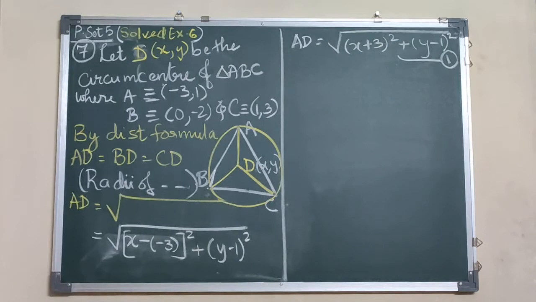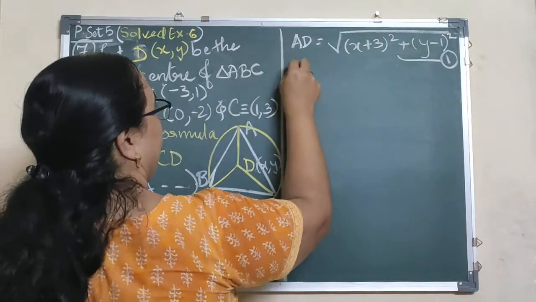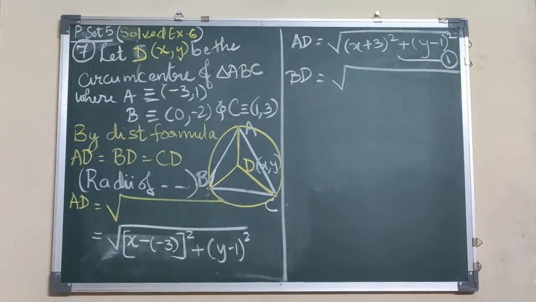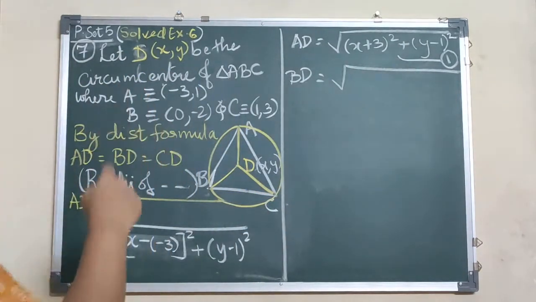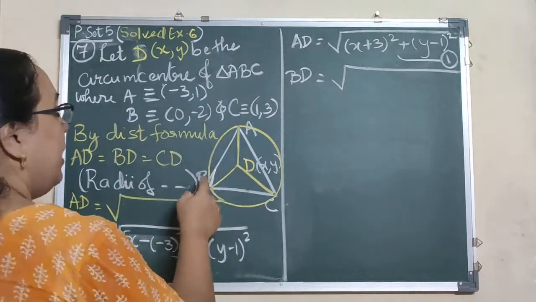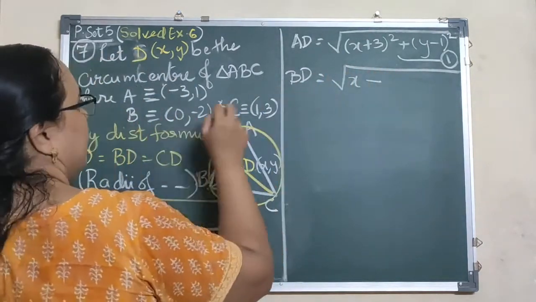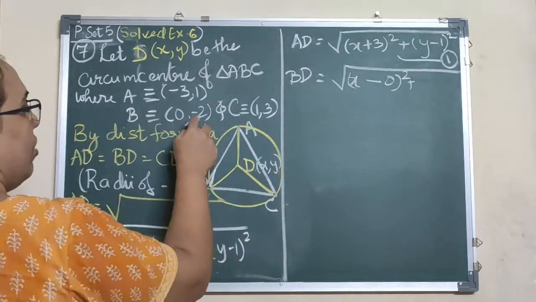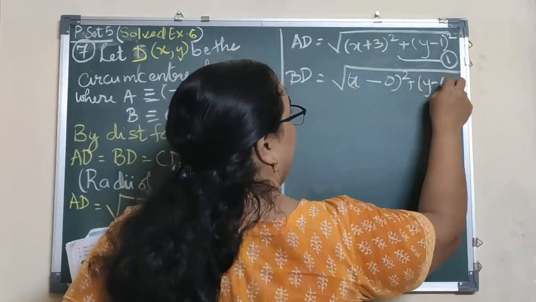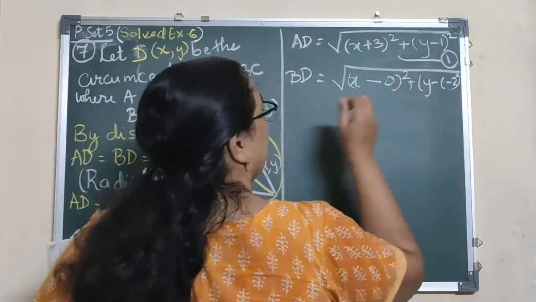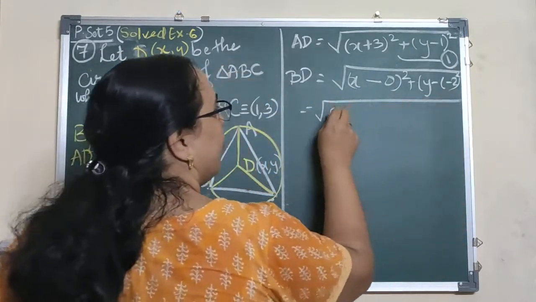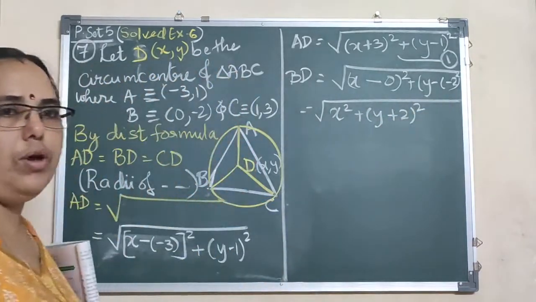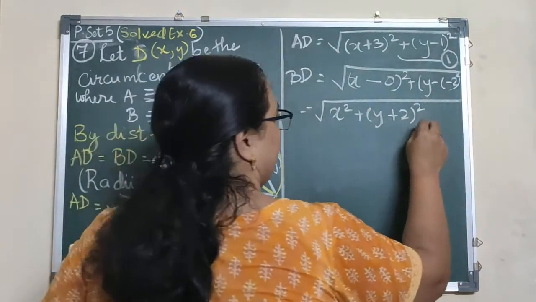Now we go to BD. How can we find BD? Square root of. No need of writing the distance formula once again, because once we have written it here, you don't have to write it again and again. So for BD, x minus 0. Yeah, 0 is a good number for calculation, not a good number to be seen in the margin. Right, girls? So we have square root of x square plus y plus 2 the whole square. We keep this as equation 2.